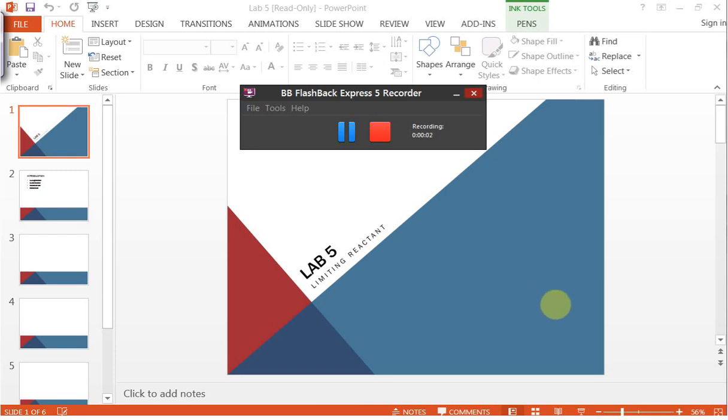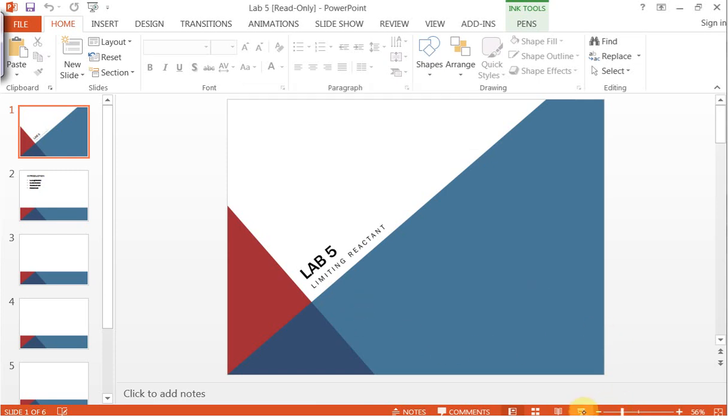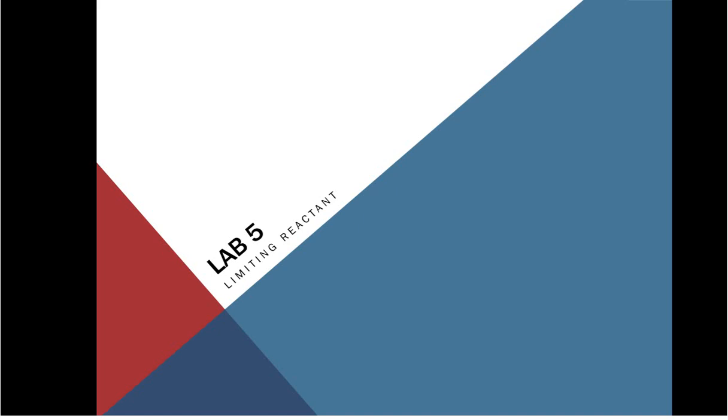Okay, this is the video for Lab 5, Limiting Reagent. You're going to hear the term reagent and reactant interchangeably in this lab. Reactant just means a chemical that is reacting. Reagent just means a chemical in general. So regardless of which term we're using, we're still talking about the same thing.